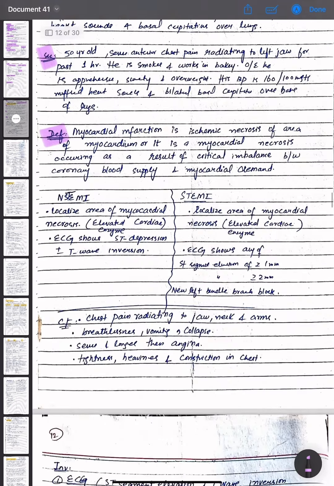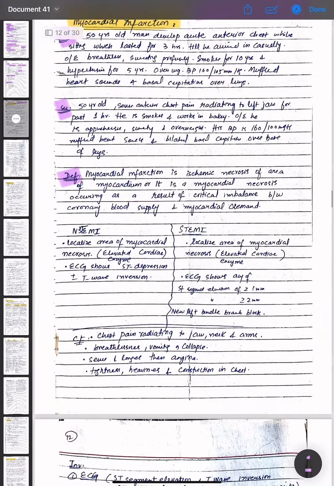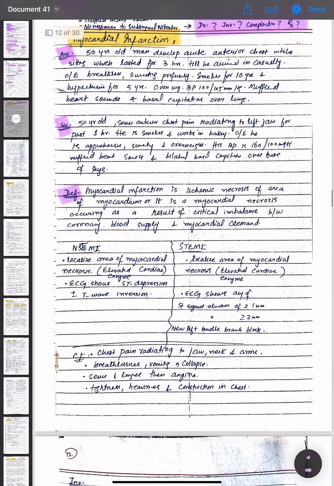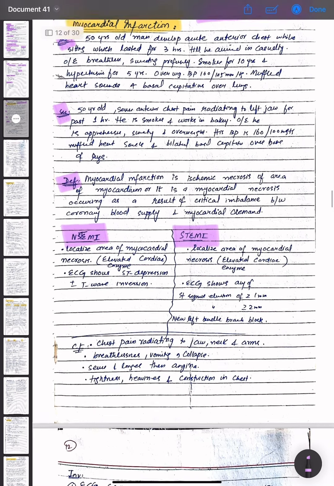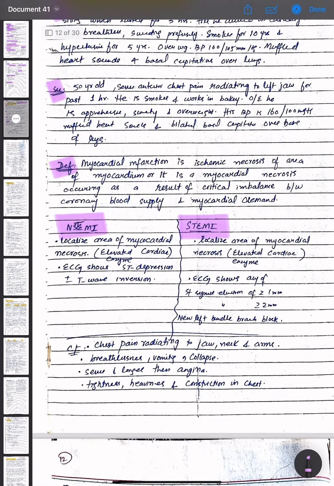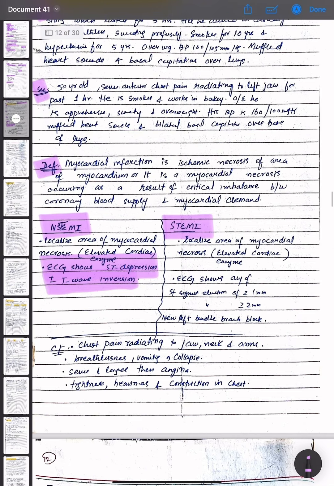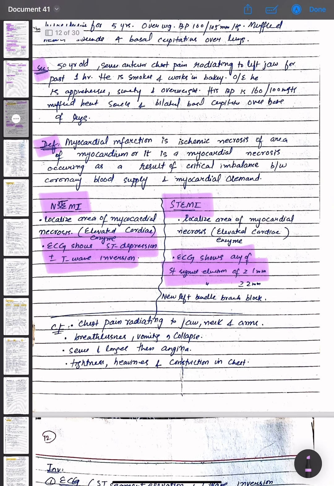Okay, now we have two types of MI, that is non-STEMI and STEMI. An NSTEMI is a localized area of myocardial necrosis with elevated cardiac enzymes. ECG shows ST depression plus or minus T-wave inversion. In STEMI, a localized area of myocardial necrosis, elevated cardiac enzymes are present. ECG shows ST segment elevation of greater than or equal to 1 mm or greater than or equal to 2 mm, or a new left bundle branch block.